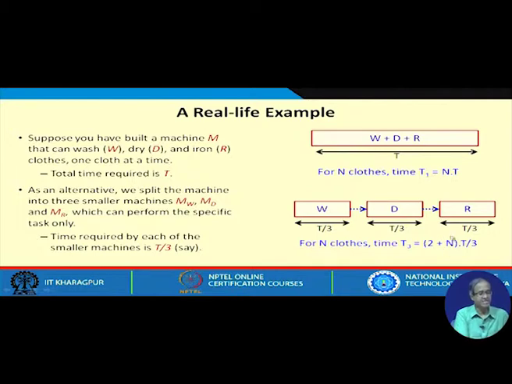So, if n is large, you can ignore the 2, it is approximately n t divided by 3, which means I have got a speed up of approximately equal to 3, equal to the number of pieces I have broken my original machine into. This is the essential idea behind pipelining. Okay. I can get a significant speed up.